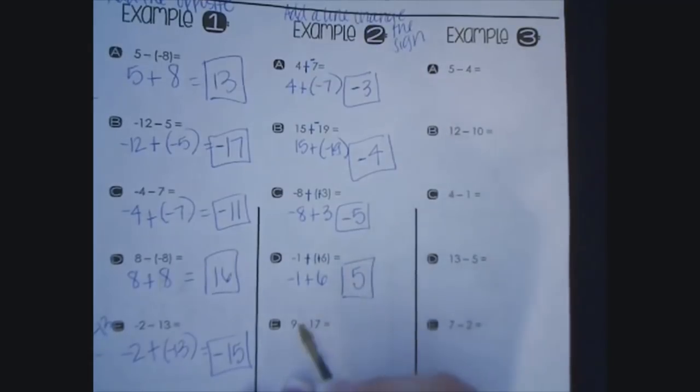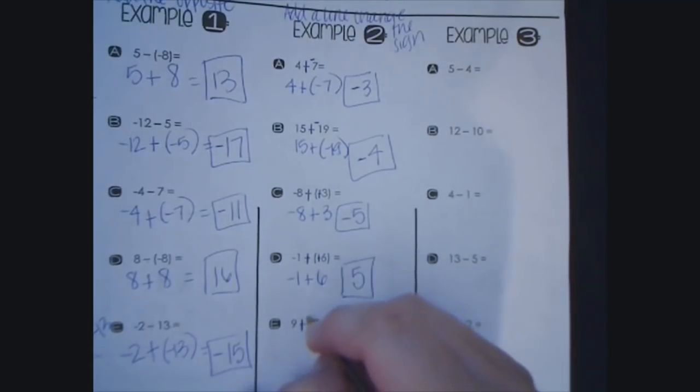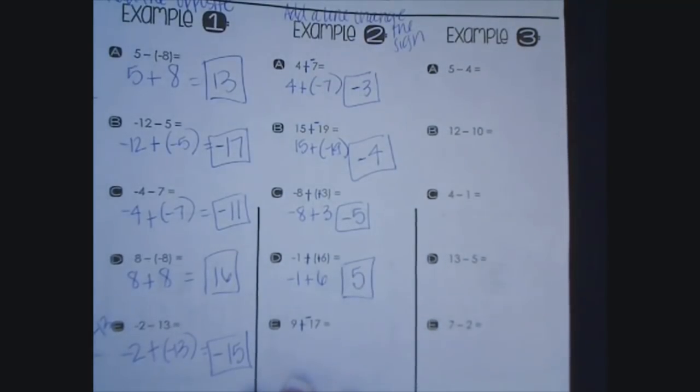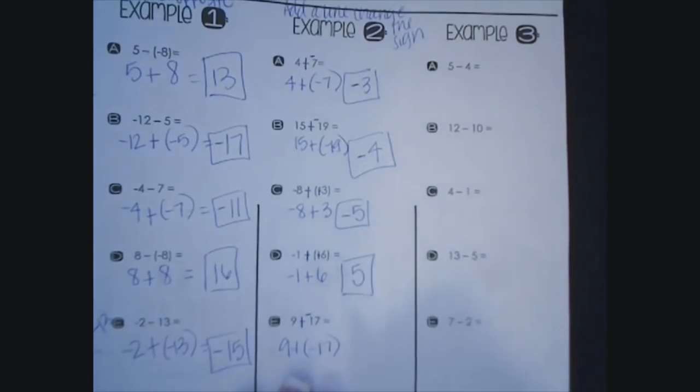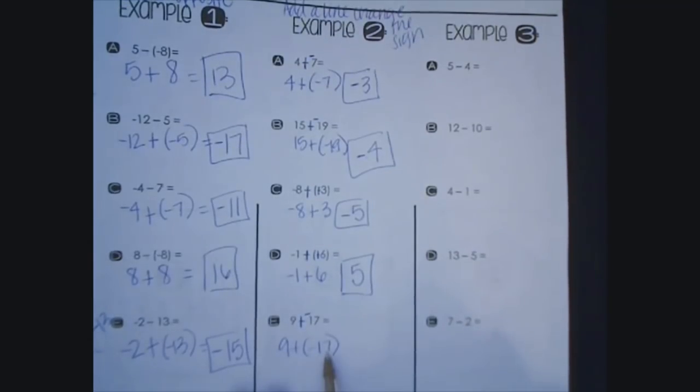Letter E, add a line, change the sign. Okay, so now I've got 9 plus negative 17. Well, my signs are different, positive and negative, so I'm going to take the difference. 17 minus 9 is 8.